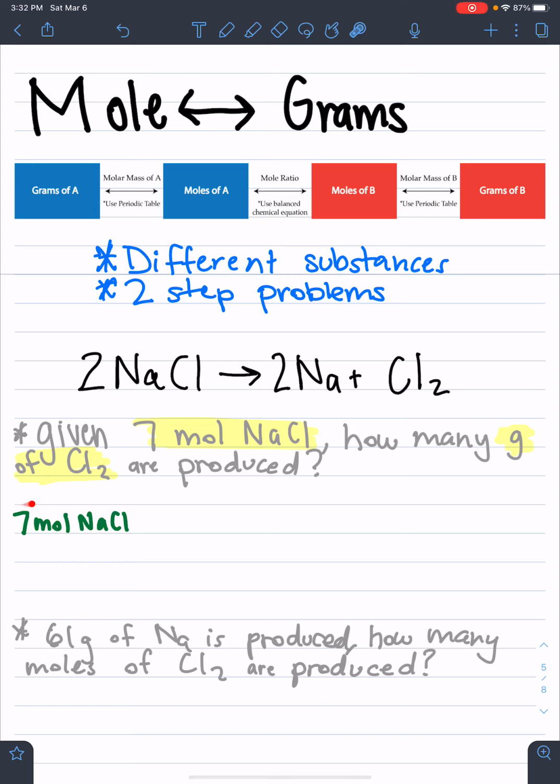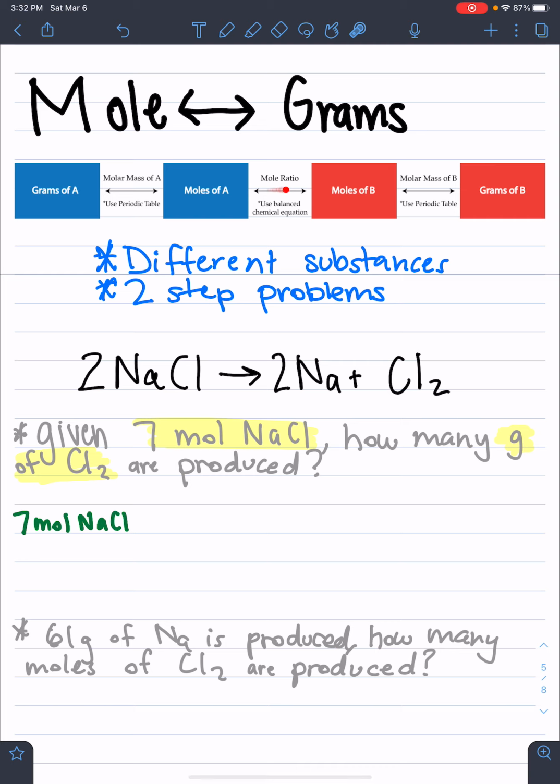And so right here we're starting off with moles of NaCl, so it's like we're starting here on our chart. And we're trying to get to grams of something else over here. So we're going to have to do a two-step process to get to this point. In our first step, we need to convert this moles of NaCl to moles of a new substance, moles of Cl2. That's your first step in these problems, is to try to get it into moles. So we're going to take this NaCl and convert it into moles of Cl2.